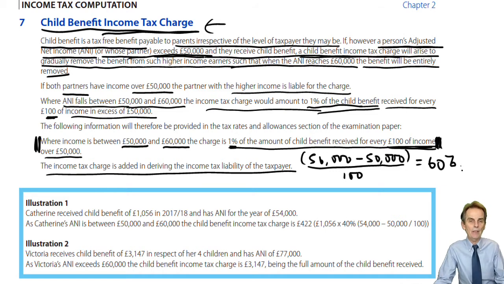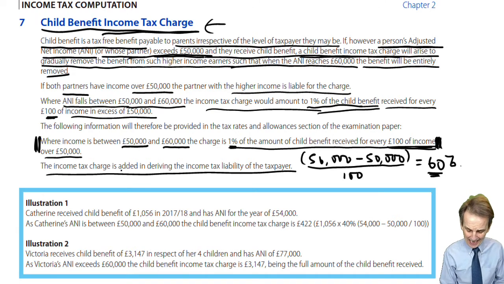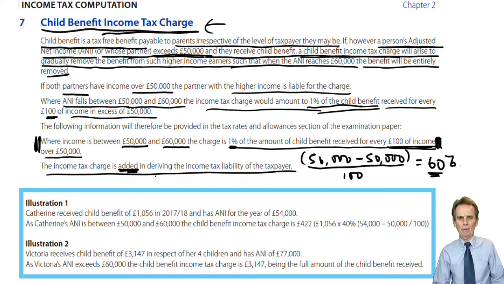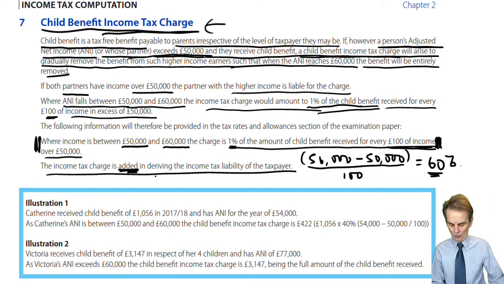So your child benefit income tax charge will be, take the child benefit received given within the question and multiply it by 60%. And that figure of tax will be added in to your normal basic rate, higher rate, additional rate if necessary. It'll be added in deriving the income tax liability. Notice here, this is added, not a deduction that we've seen before, but this is an addition there in deriving the income tax liability of the taxpayer. Now, a couple of things here about the calculations that you do.